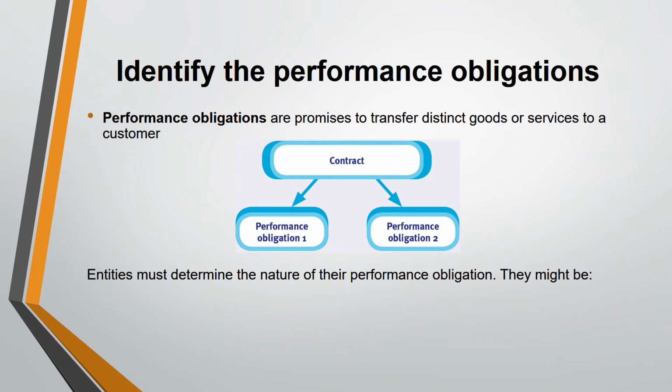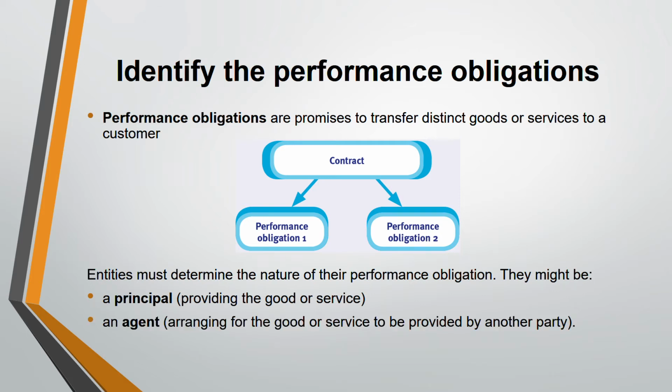How does an entity determine the nature of their performance obligation? They have to determine the nature also. They might be a principal. Principal means the entity is directly providing that good or service to the customer, or they might be an agent. That means on behalf of someone else, they are going to give these goods and services to the customer. Directly they are not supplying. They have appointed an agent, and through that agent, they are going to sell the goods or services.